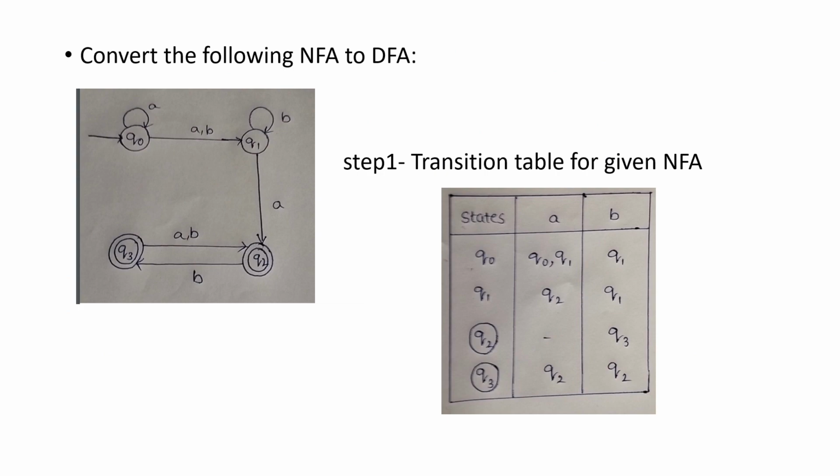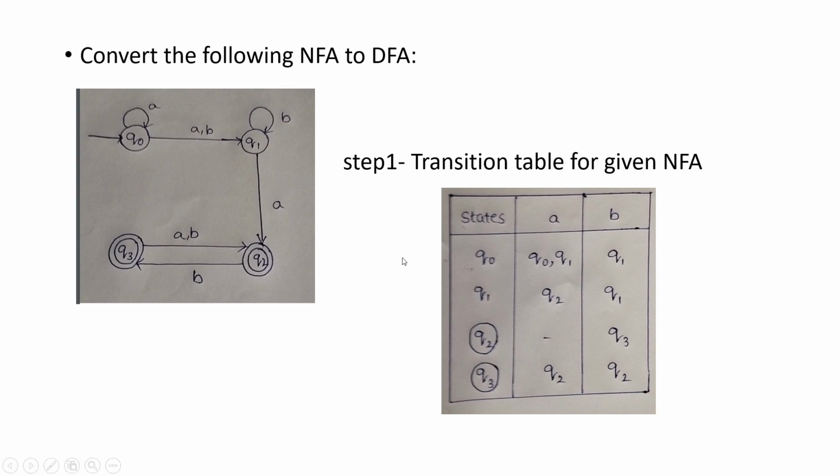Here I am taking an example of NFA. I need to convert this NFA to DFA. In order to convert this NFA to DFA, initially I need to design a transition table for the given NFA. Here it clearly shows that it is an NFA, because if I give input A to Q0, it goes either to Q0 or Q1, which means a specific input for multiple paths. So let's start our procedure.